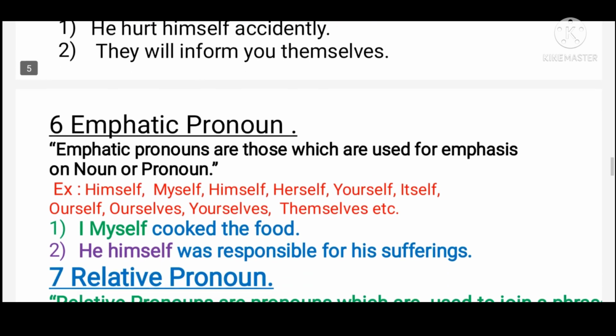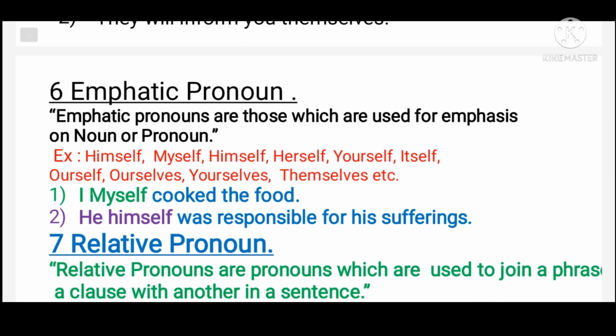The next type of pronoun is emphatic pronoun. Emphatic pronouns are those which are used for emphasis on nouns or pronouns. As the definition says, they are used to emphasize a noun or pronoun. Let us see. For example, himself, myself, herself, yourself, itself, ourself. These all are known as emphatic pronouns, which emphasize the noun or pronoun.